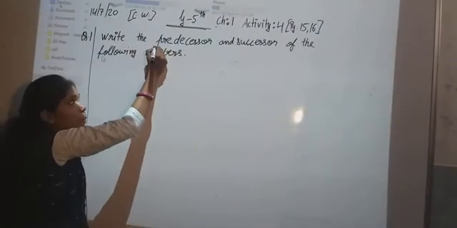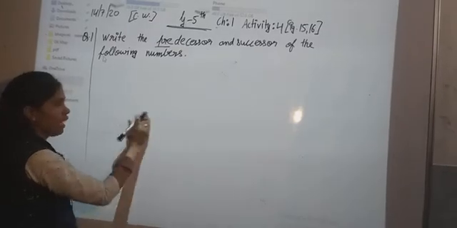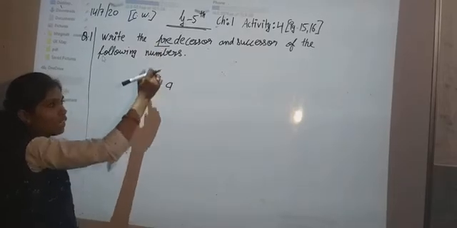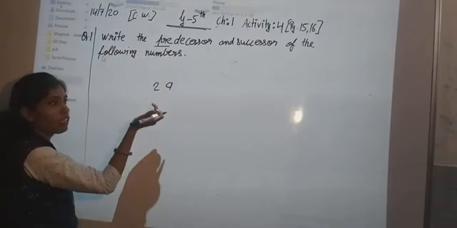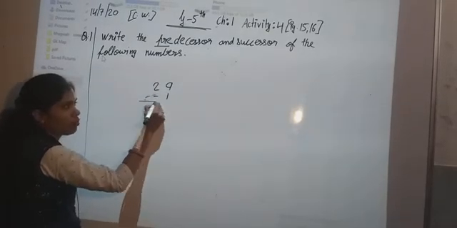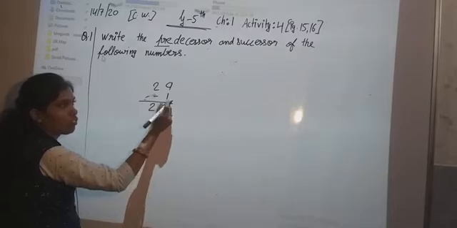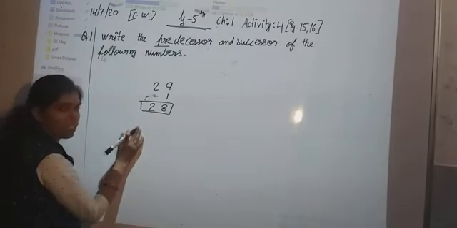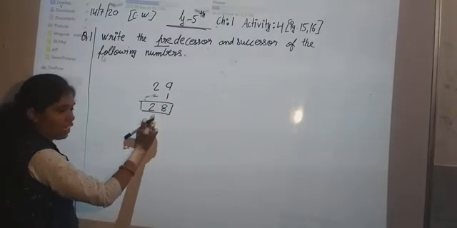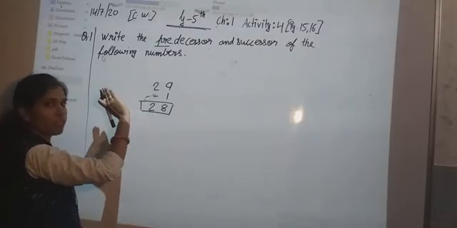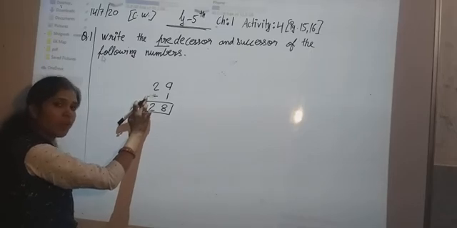First of all, I am telling you what is the meaning of predecessor. Pre means pehle. If you have any number like 29, we have to write the predecessor of 29. Predecessor means just before a number. You subtract 1 from the number, and that number will be 28. That means 28 is the predecessor of 29. We always subtract 1 from the given number.